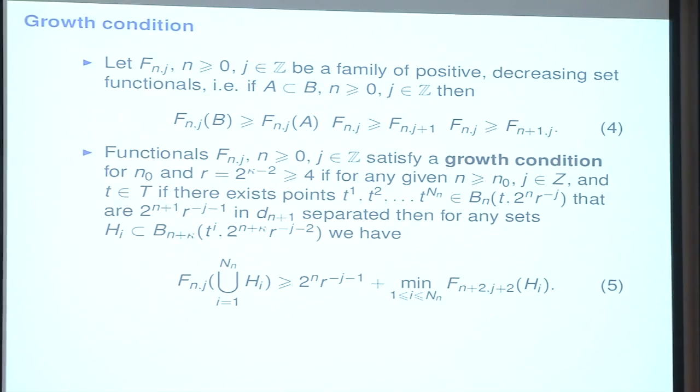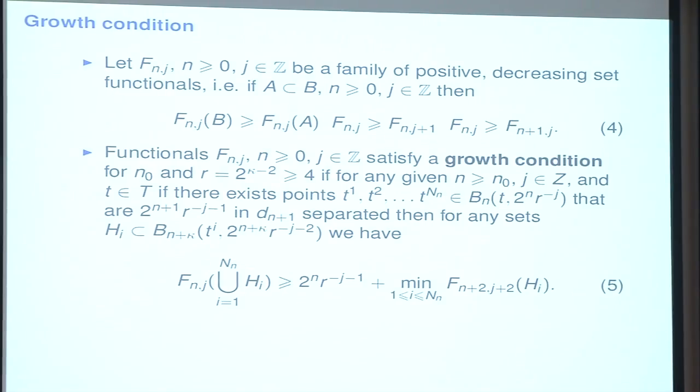And the growth condition, which I can now describe in the language of distances I've introduced, is that if we have points here in the ball of radius 2 to the power negative j, in our distance d_n, then if the points are well separated, so each increment is greater than what's given here, and if also I can control sets H_i, so each set H_i is contained in the ball.